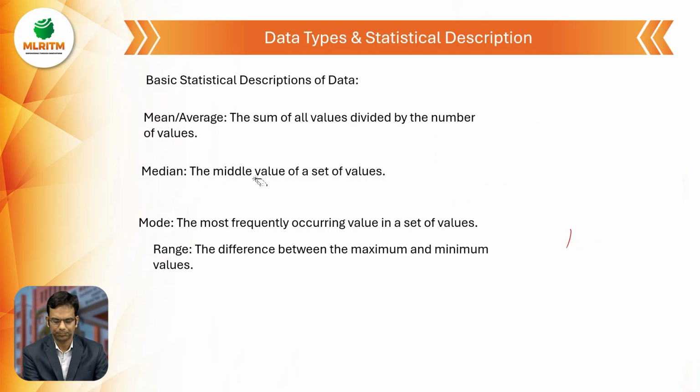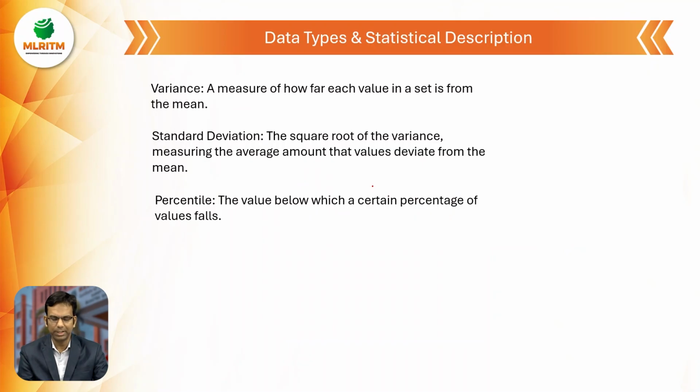Then here, not only mean, median, and mode, we have three more types: variance, standard deviation, and percentile. A variance is a value that measures how far each value in the set is from the given mean value. Whenever you represent how far the values are spread, in that case we will go with variance.